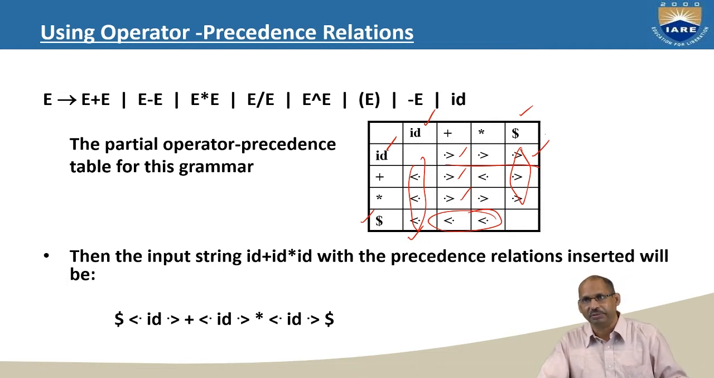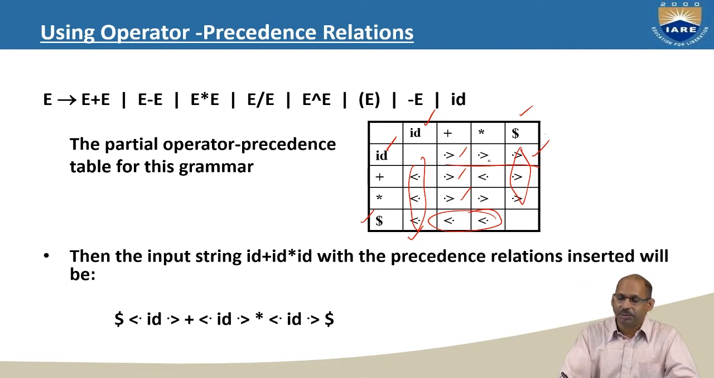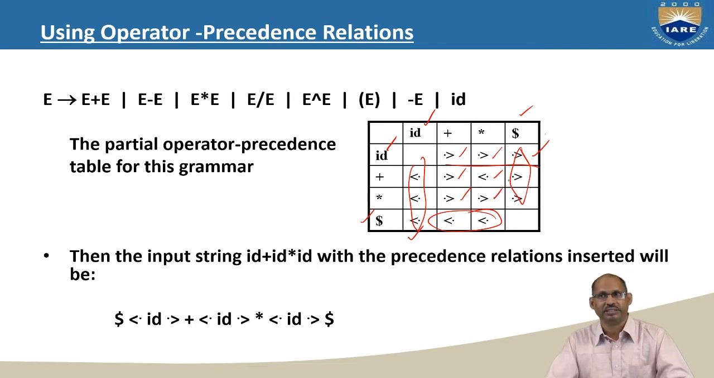Multiplication is higher precedence. ID and multiplication, ID only. Plus and multiplication, multiplication only. Then for the first multiplication, left associative, it will be executed first. So higher precedence.